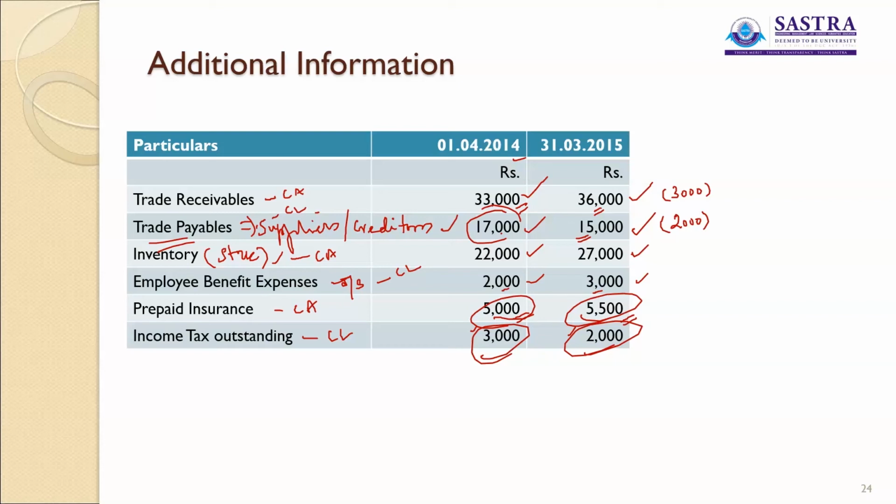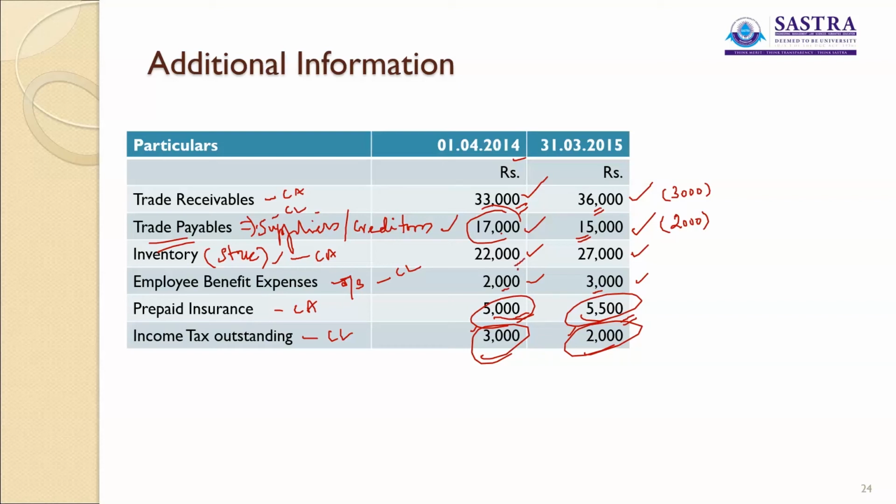So increase in receivables means you are giving more credit. You will have less operating cash. So it should be subtracted, taken as a minus item. Supposing you get more credit, 17,000 becomes 20,000. You will have more cash. So it should be added. But here the scenario is not like that. Here the payables are declining. That means you used cash to settle some of your creditors. That means it is less in your cash position. So it should be taken as minus.